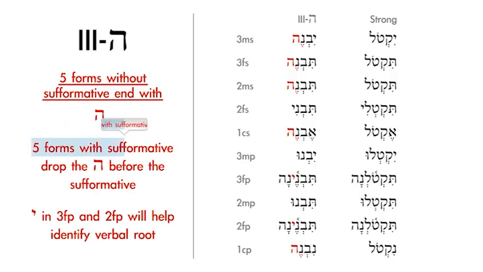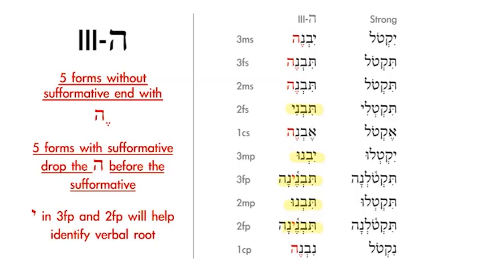Secondly, those 5 forms that do take sufformatives drop the hey before the sufformative. So we'll see in the 2FS, the 3MP, the 3FP, the 2MP, and the 2FP that there is no hey present in the spelling of the verb. Here you'll have to reconstruct the verbal root based on knowing your options. It's not I-yod because there's no seri preformative vowel. It's not I-nun because there's no dagesh forte in the second root letter, so it must be third hey. So this is the process of elimination.